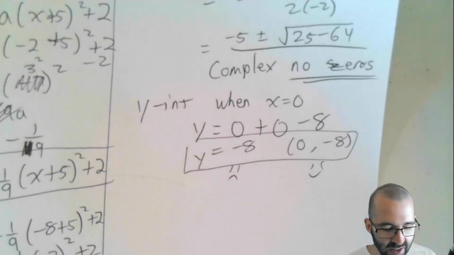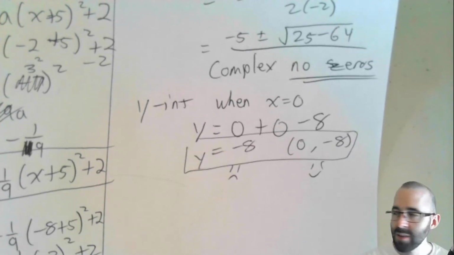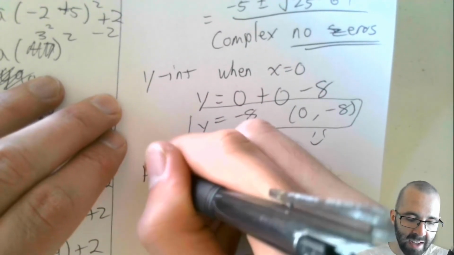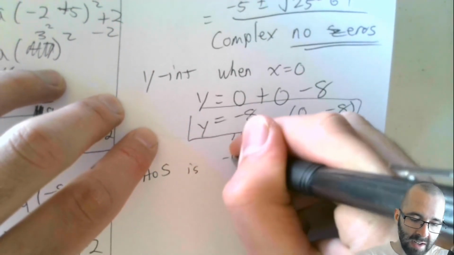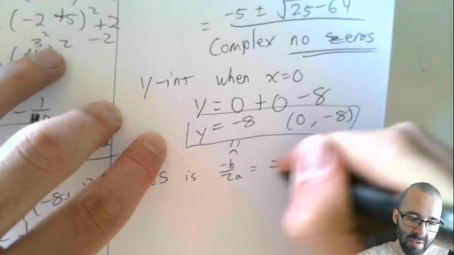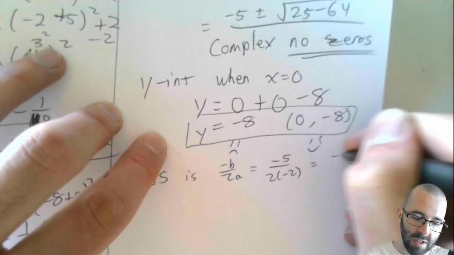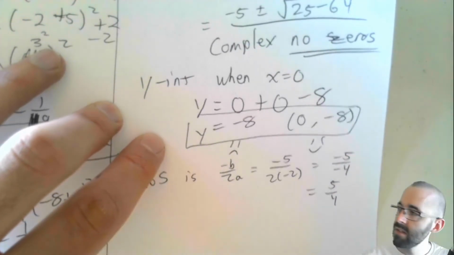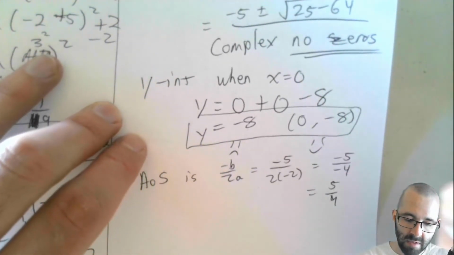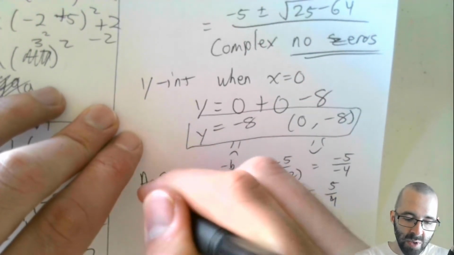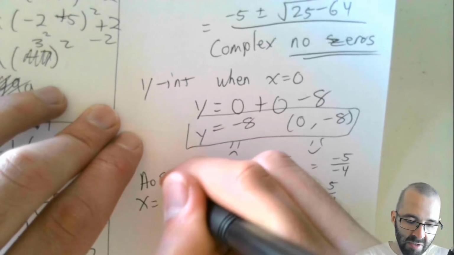All right, so we found the intercepts. We need the axis of symmetry, the vertex, and we need to graph it. Okay, so remember the axis of symmetry is -b over 2a, which is going to be -5 over 2 times -2. -5 over -4, or just 5/4. Remember, the axis of symmetry is x equals that. Our axis of symmetry is x equals 5/4.